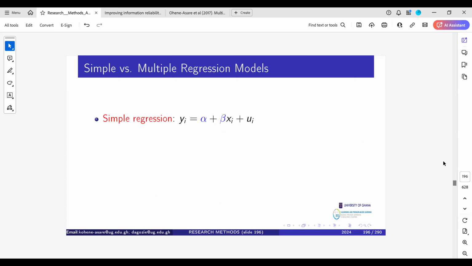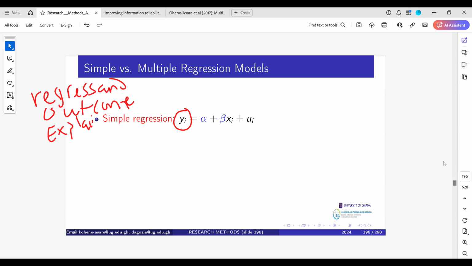The elements of a regression are just four. Take note. The first element of a regression is usually on the left-hand side of the equation. It is called the dependent variable. There are several names for that. It is sometimes called a regressand. It is sometimes called the outcome variable or a response variable. And it's sometimes even called the explained variable.